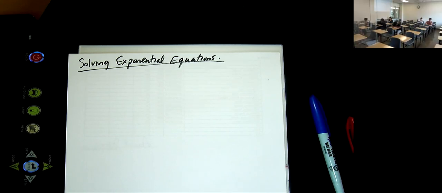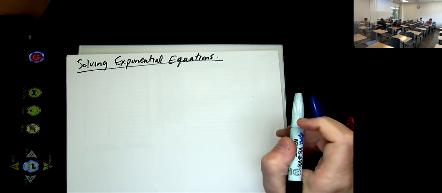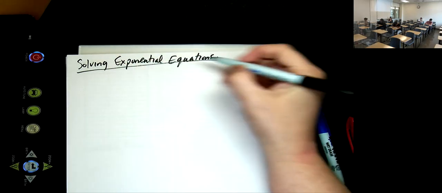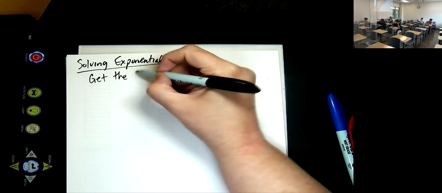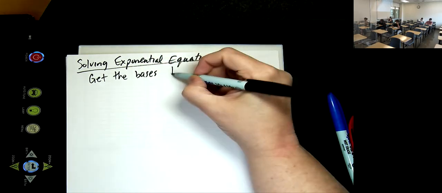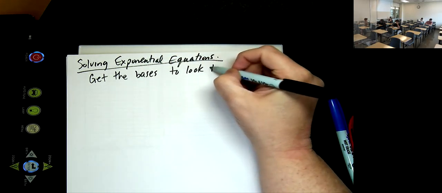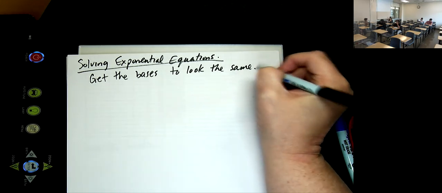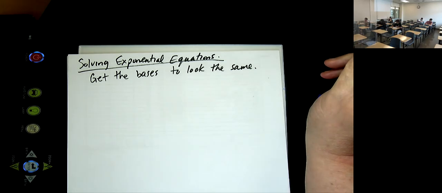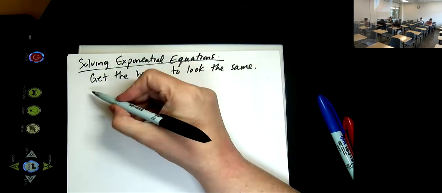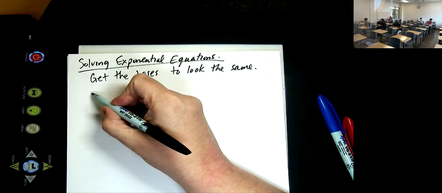Okay, so until we have more tools in the toolbox, the idea is to get the bases to look the same. If you can do this, this is the easiest way to solve it. We will learn other ways to solve it later on. What do I mean by this?